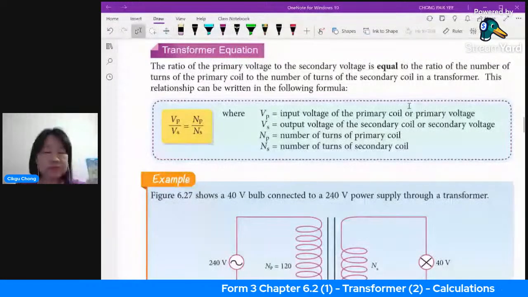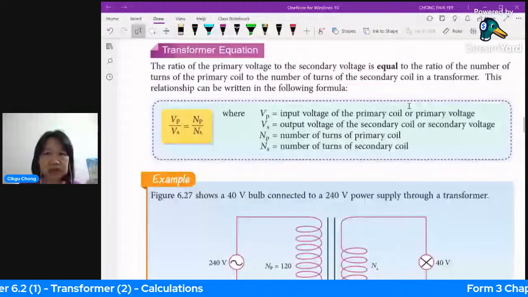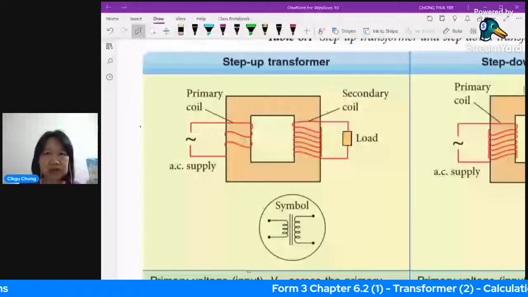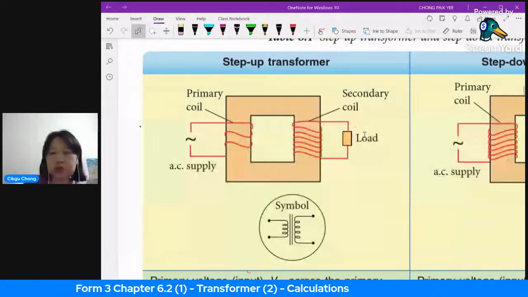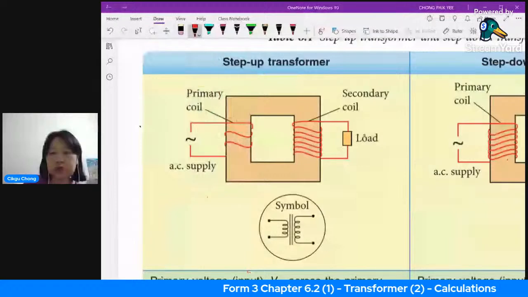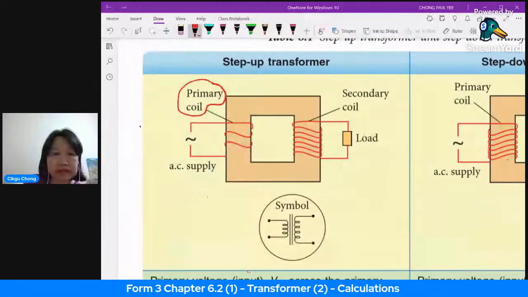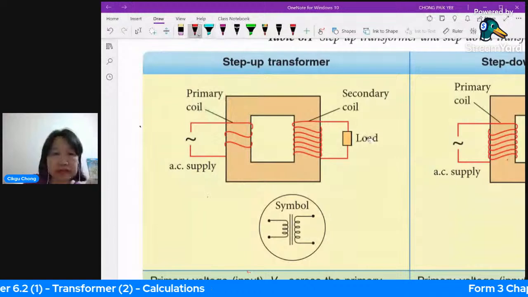We have already learned that there are 4 values here. If you look at this diagram, when I give you a diagram on a transformer, or any question gives you a diagram on a transformer, they will tell you the number of primary coil turns. That is how many times you wind your wire around this side. This is the primary coil.